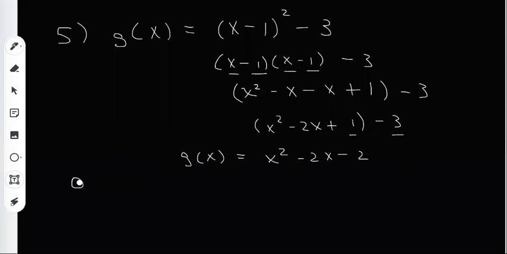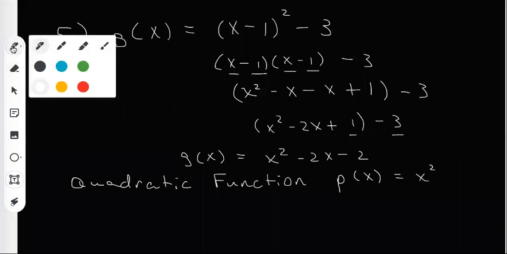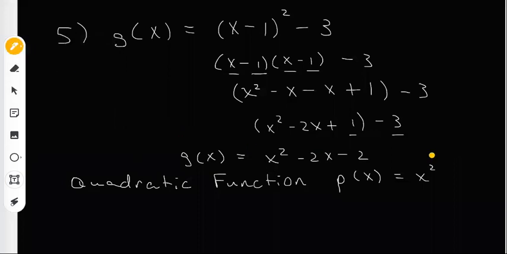So this is a quadratic function because the highest exponent is 2. It's a quadratic function, so the parent function is going to be p of x equals x squared. That's the simplest form of a quadratic function, just x squared. And then to look at the transformation, you really can't rely on what we just found. This is in standard form. But up here, this is in vertex form. Vertex form and standard form.